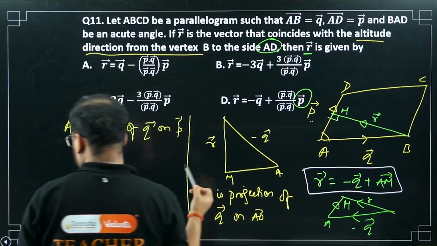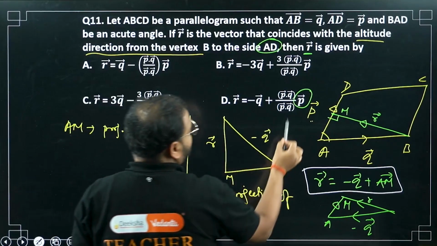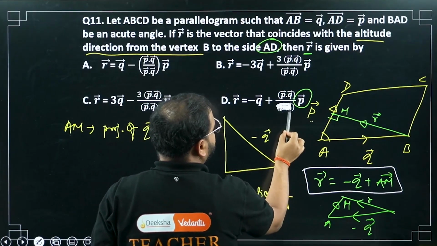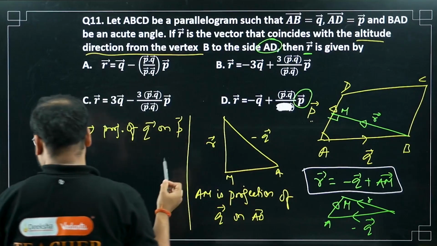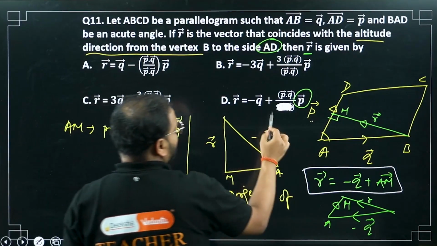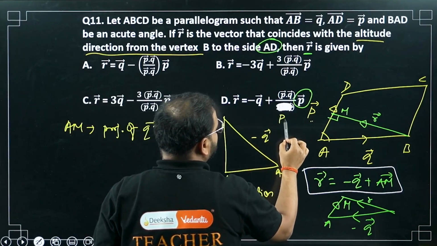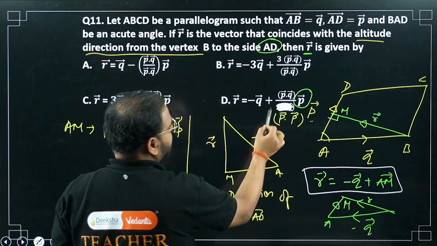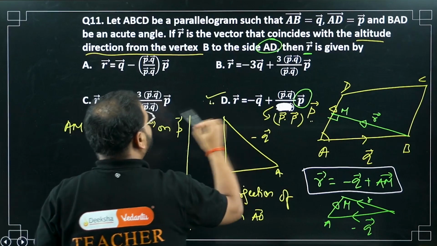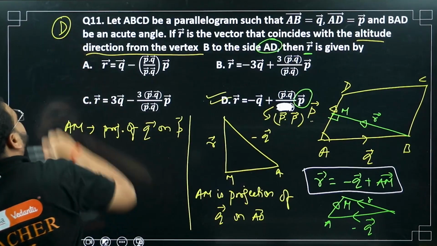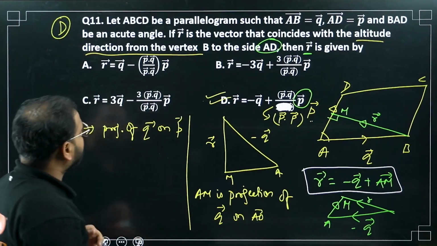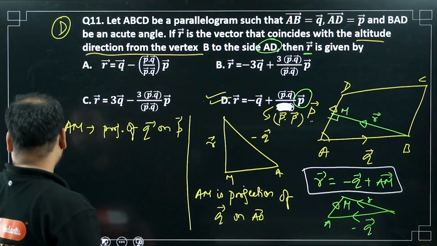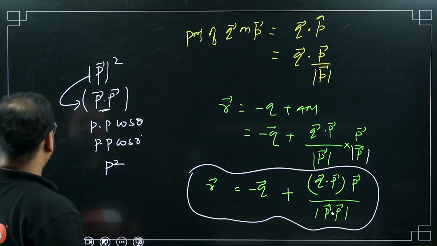Okay, so I will do one thing. I'll write this whole thing again. Denominator is what, bacha? P dot P. Please check. Please make this change. Option number D is the correct answer. Okay, please make this change. Okay, great. All right, moving on to the next question.